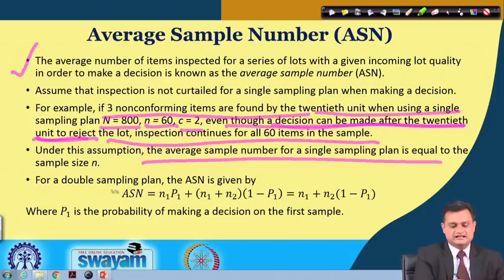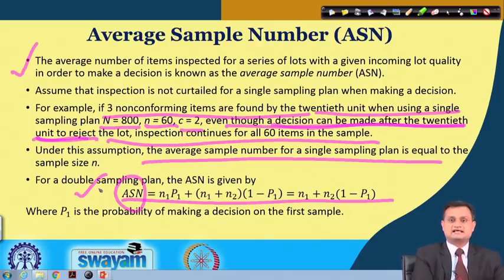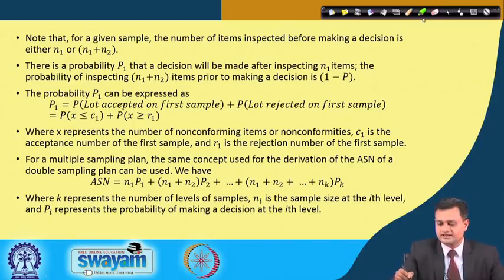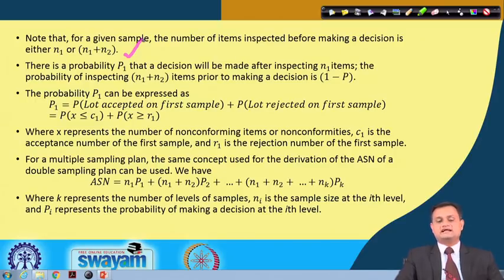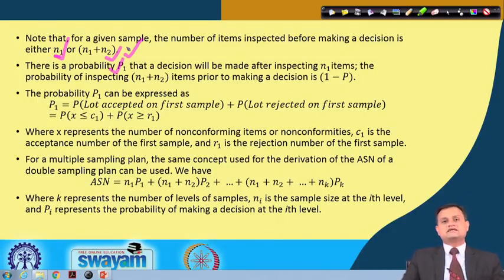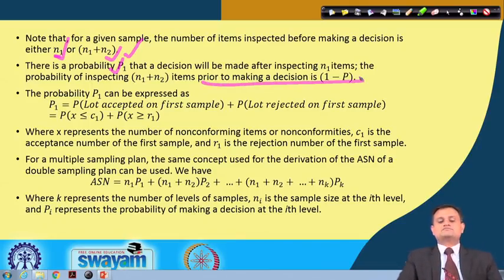So, ASN, in case of double sampling, you can just expand it and you will get the value of ASN. Now, if we do a little bit of analysis, it is not that difficult. Suppose the number of items inspected before making a decision is n1 or n1 plus n2. Now, P1 is the probability that a decision will be made after n1 items are inspected, and the probability of inspecting n1 plus n2 items prior to making a decision is 1 minus P1.